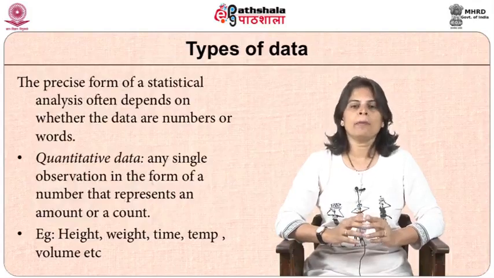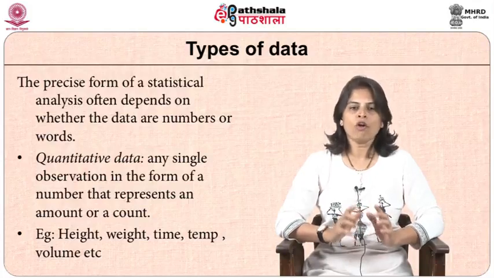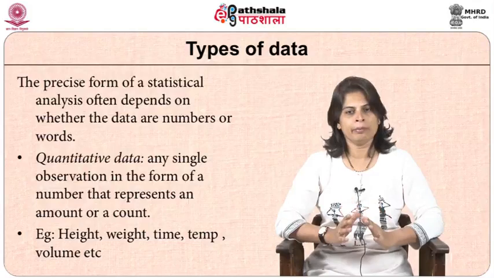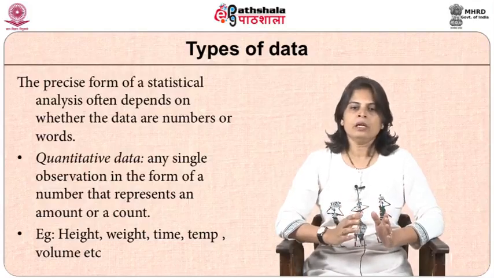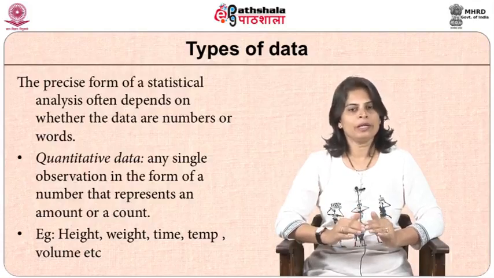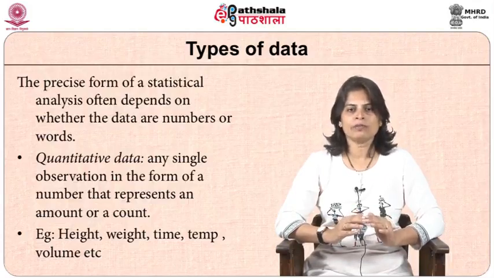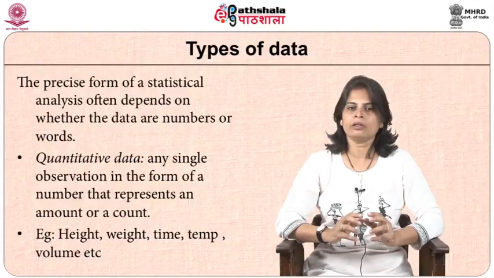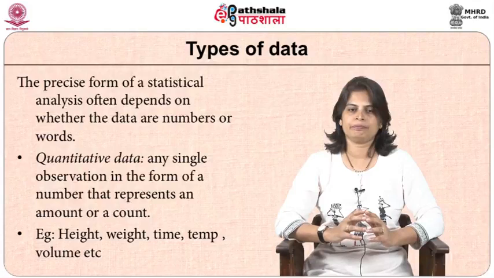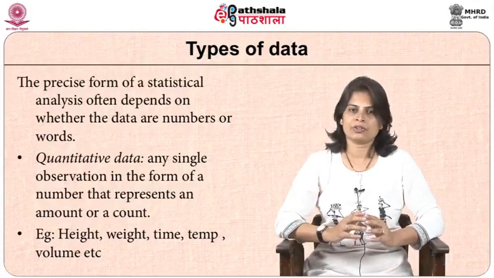Let us know more about the types of data. The precise form of statistical analysis often depends on whether the data are numbers or words. Accordingly, there are two types of data: quantitative data and qualitative data. In quantitative data, any single observation which is in the form of a number that represents an amount or a count can be included. For example, height of a person, weight, time, temperature, volume, etc.